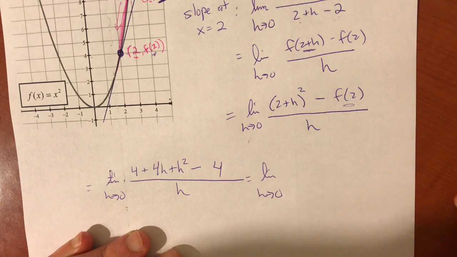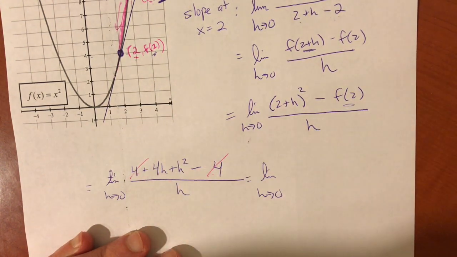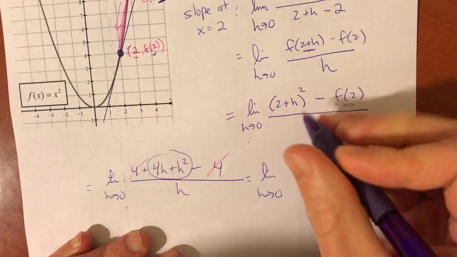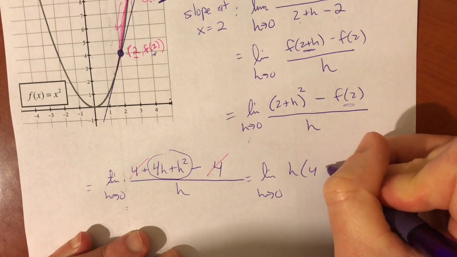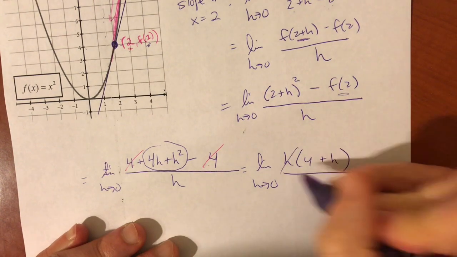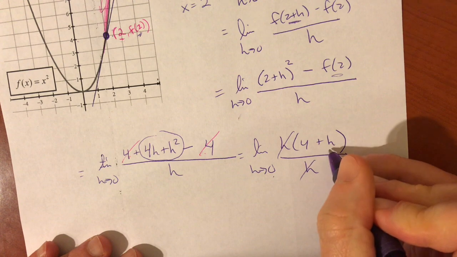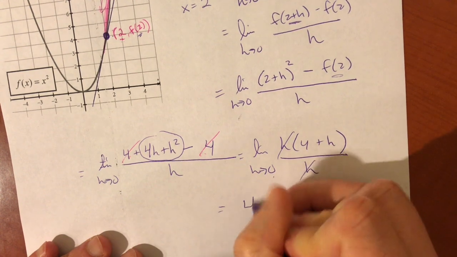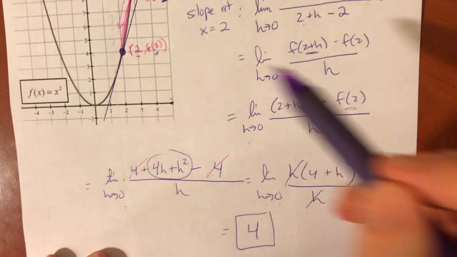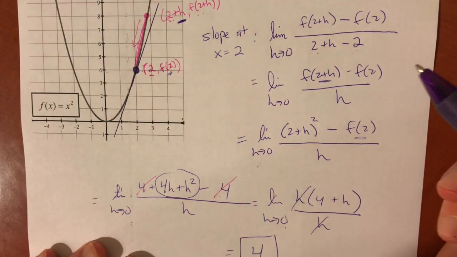And look what happens, as should always happen. Anything without h cancels each other out. So I'm left with this over h, and that means I can factor h out, cancel, and now h cancels, and now you can plug in 0 for h. And when you plug in 0 for h out of what's left, you're left with 4. The slope of that line is exactly 4. That's the slope of the curve at that moment, the instantaneous rate of change.